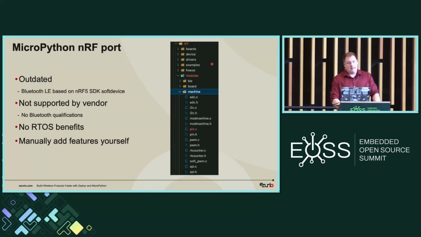So we first took a look at the MicroPython NRF port. This port is quite outdated. Its BLE subsystem is based off the old NRF5 SDK, which is their soft device. So, Nordic has now moved on to NRF Connect SDK, which is based on Zephyr. So right away, when you look at something like this, it's like, it's not worth using, right? It's no longer supported by the vendor. You're going to have problems with Bluetooth qualifications.